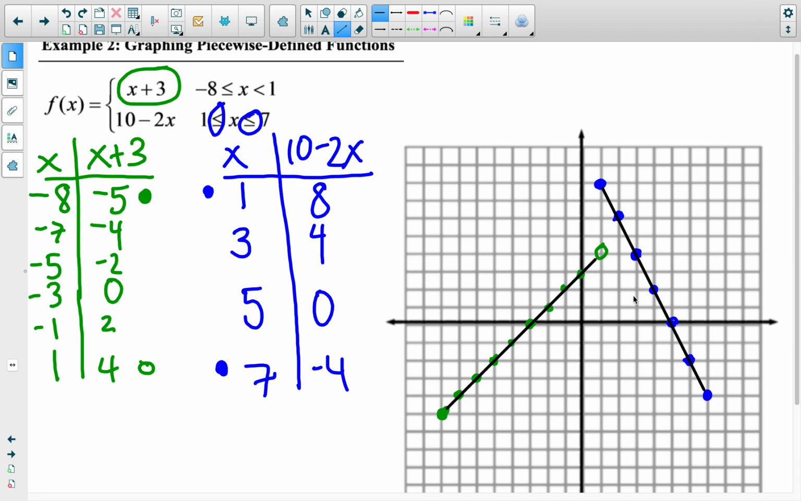I'm going to end the video here. That is how you graph. And then in the next couple, we will practice creating equations and evaluating piecewise functions.